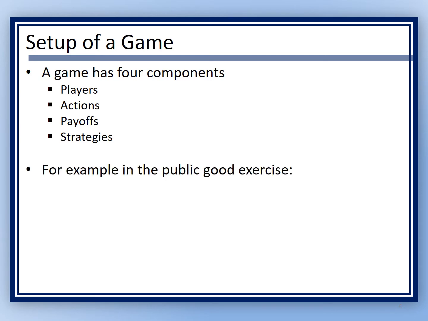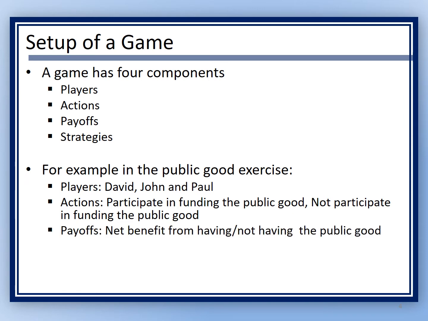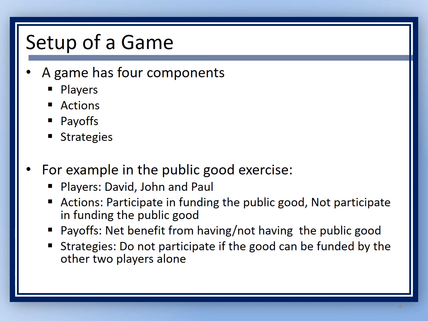You can frame the public good exercise we did last week or the week before in the game theoretic framework. The players we had back then were David, John, and Paul. The actions they could have taken include participating in funding the public good and not participating in funding the public good. Those are the 2 options they can choose from. The payoff is the net benefit from having or not having the public good. And we discussed the strategy as, well, actually, you might not want to participate if the good can be funded by the 2 other players alone. So you can frame pretty much any scenario in the terminology of game theory.